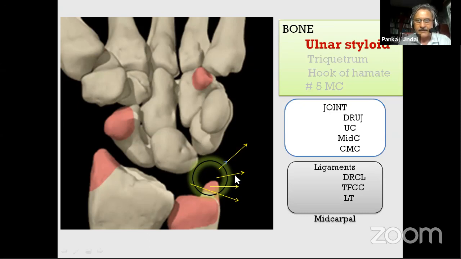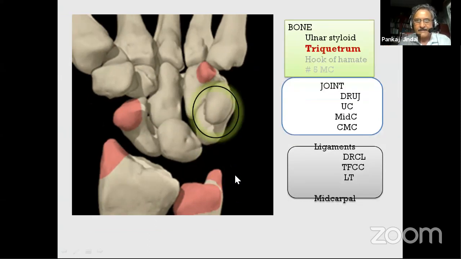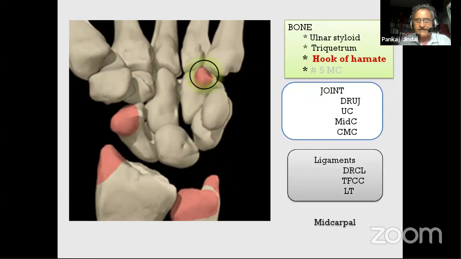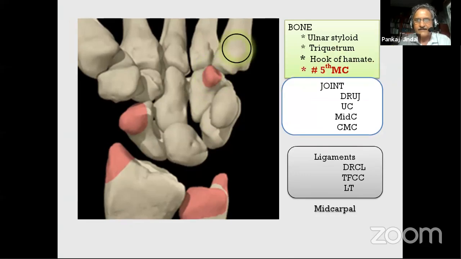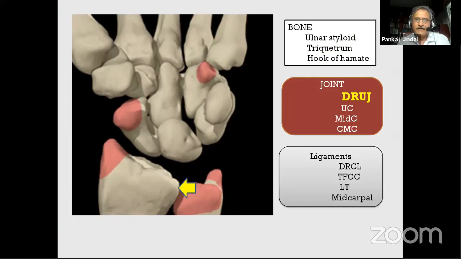It can be the ulnar styloid process. It can be the triquetrum. As you go distally, the hook of hamate. Further distally, it can be a fifth metacarpal fracture here. Coming from the bones to the joints, it could be the distal radioulnar joint, which would be the main topic of discussion today in this webinar.